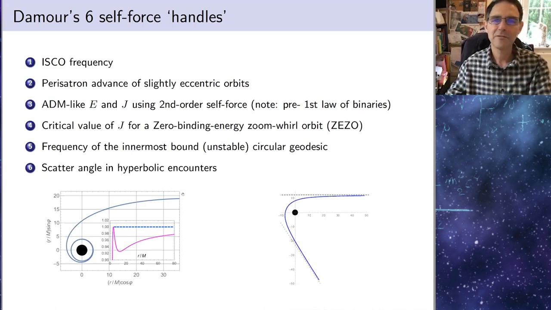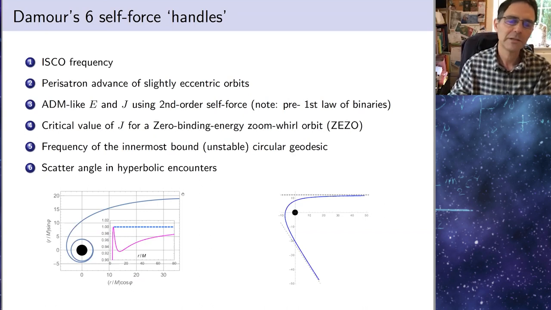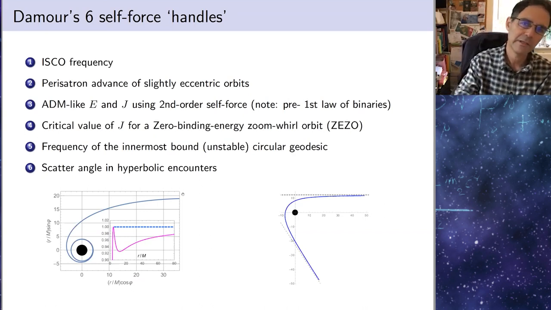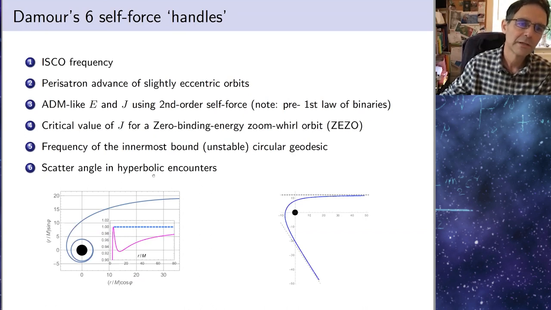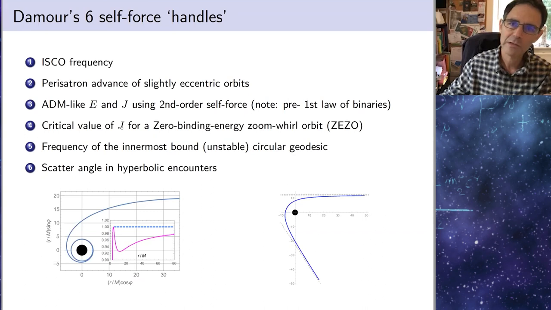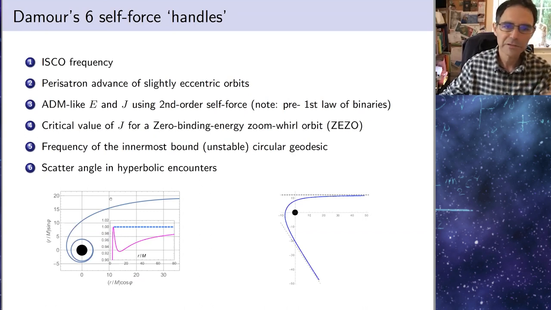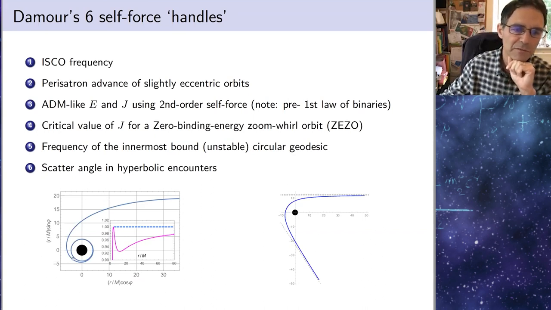And because you're starting at infinity, you have a well-defined energy, and you can relate that to the Hamiltonian of the EOB. And you can calculate two things. You can calculate the shift in the critical value of the angular momentum that you need for this trapping to happen, or equivalently the shift in the value of the impact parameter, and you can calculate the shift in the frequency of the asymptotic circular orbit.